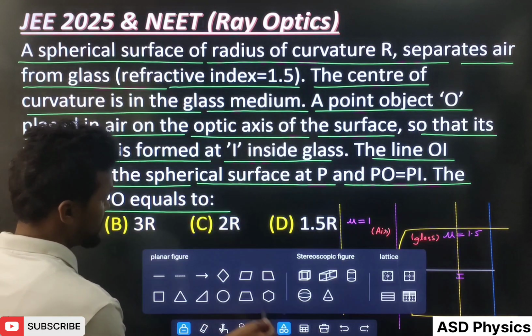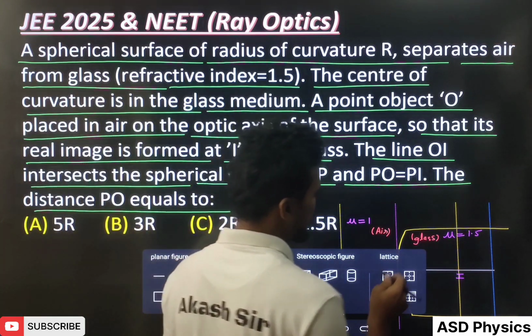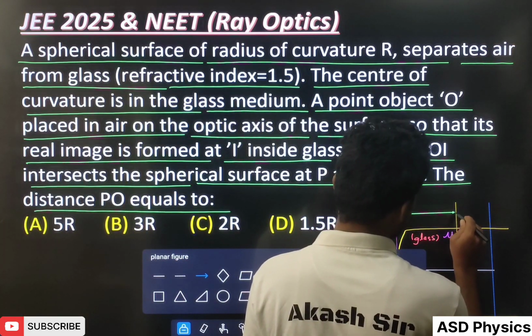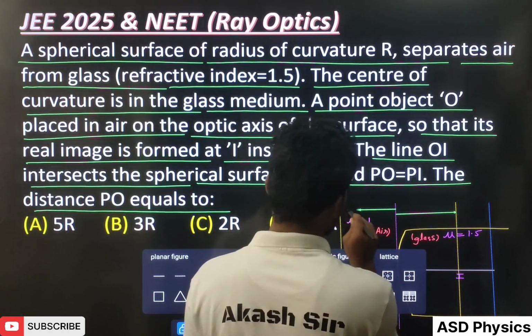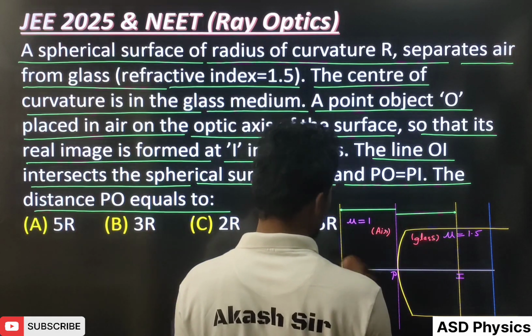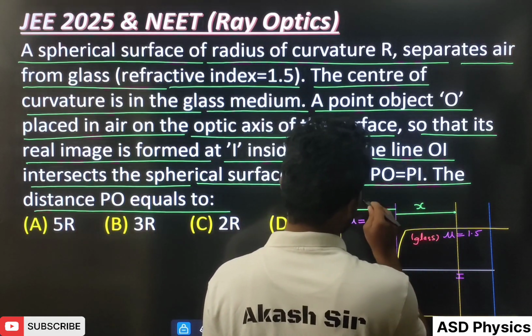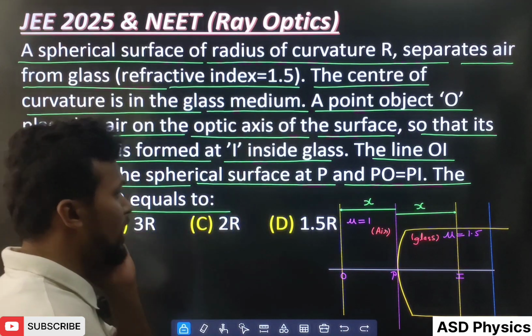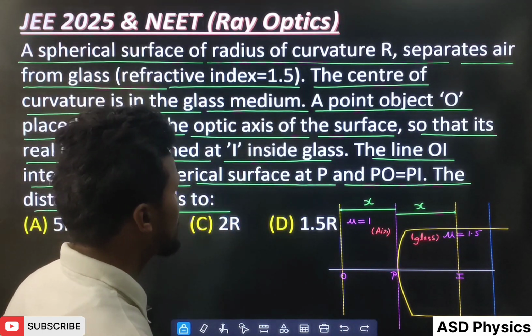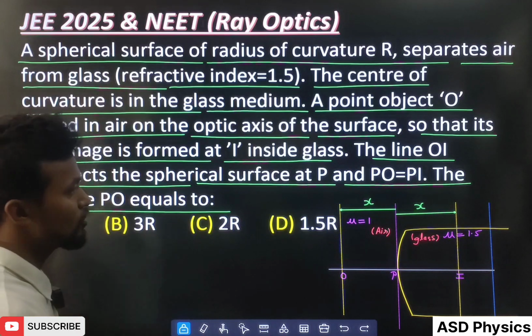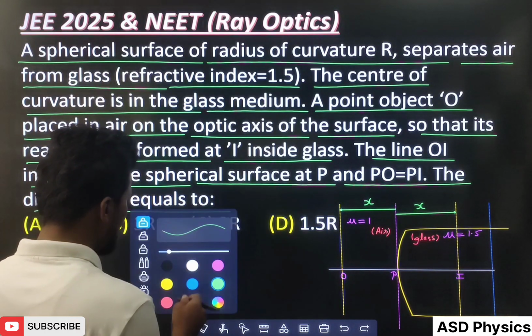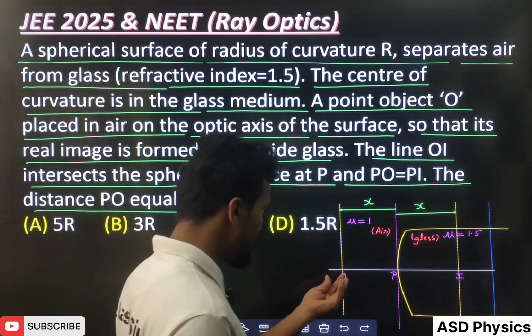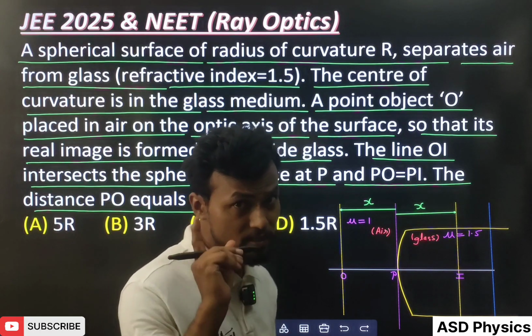So the distance PO equals how much here? If the PI distance is this one and this is the other distance, both distances are equal. So let's take both as x. After that, remember that we have to calculate the value of PO. This is the object, and all the distances are measured from the pole.